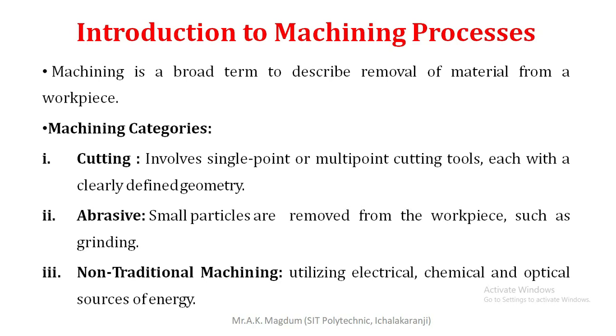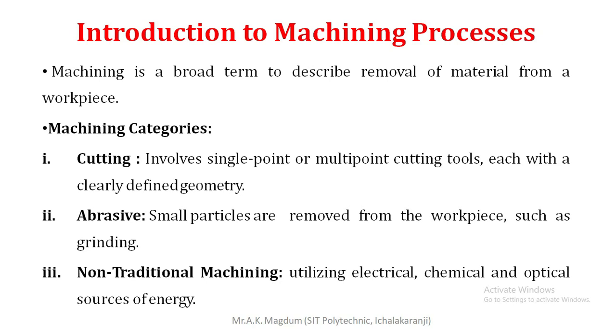The third one is non-traditional machining. That is the important point which is useful for our today's lecture. In non-traditional machining, electrical, chemical or optical sources of energy are utilized. It is non-traditional because it is not used traditionally; there are specific operations and specific machining components for which non-traditional machining is used.